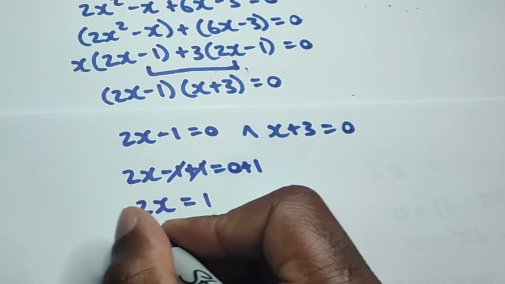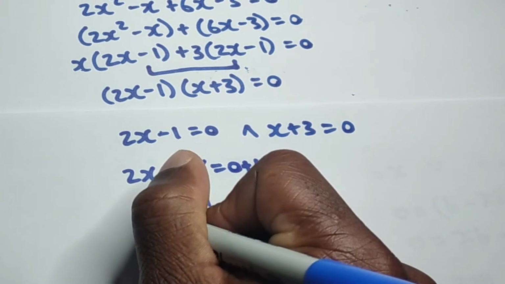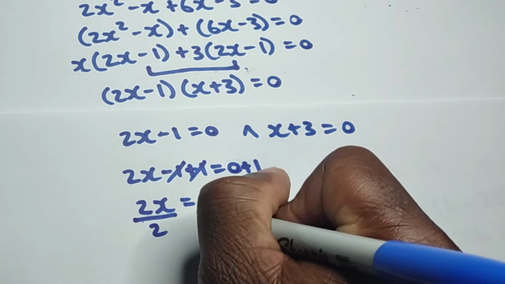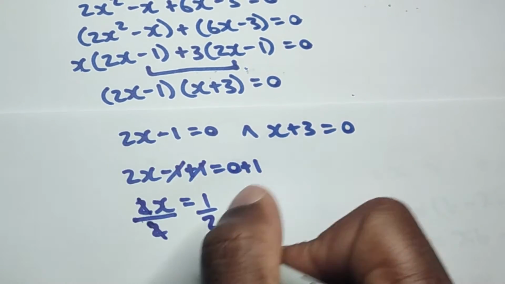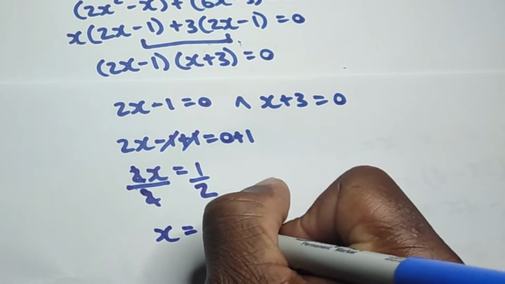And now, if we want to get rid of the 2, 2x is the same thing as 2 times x. So to get rid of the 2, we have to do the opposite, which is division. And if we divide one side by 2, we are required to divide the next side by 2 also. So 2 cancels 2, and x is equal to 1 over 2.